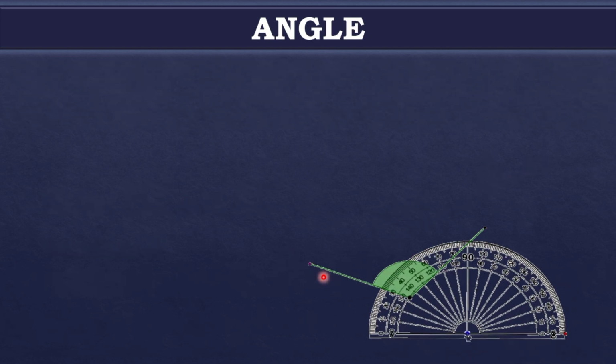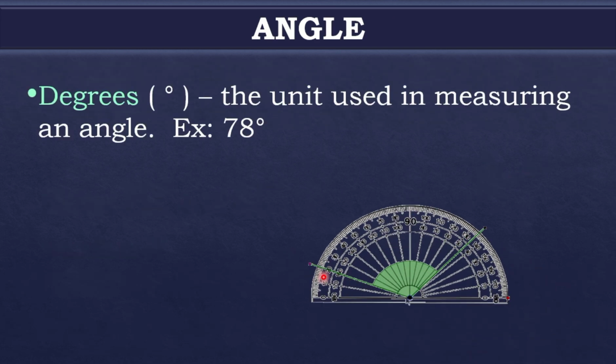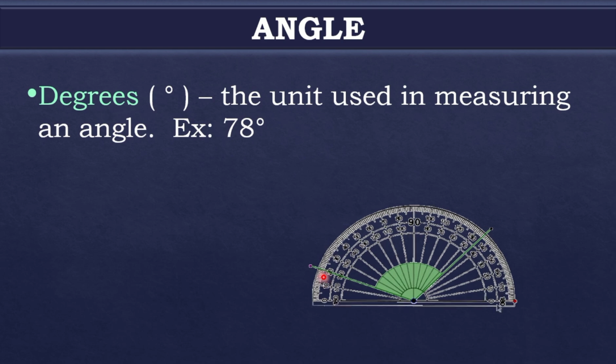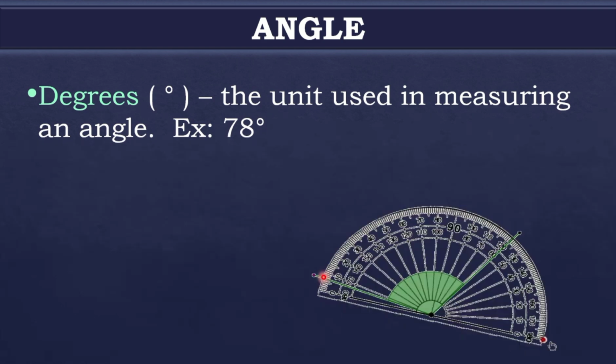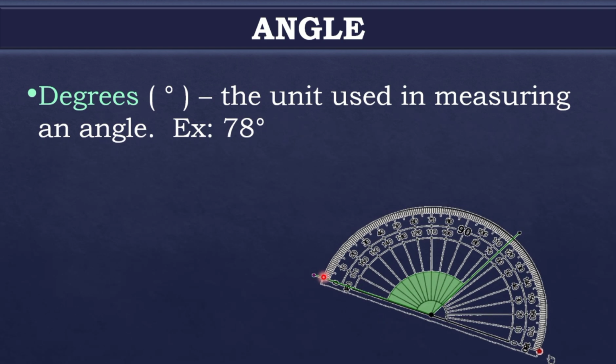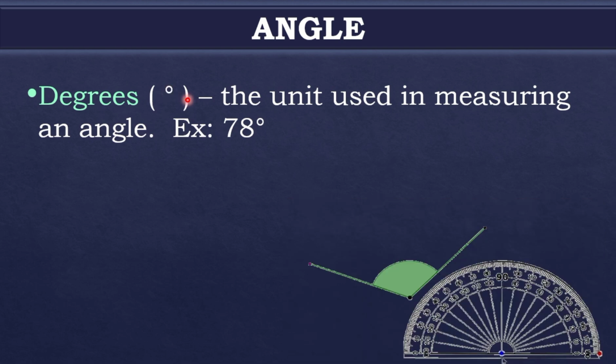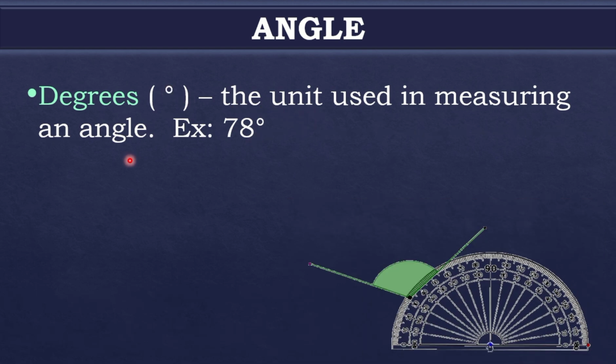Okay. So, an angle, meron tayong mga terms na dapat tandaan kapag pinag-uusapan ang angles. First is yung degrees. Ano ba itong degrees? So, ito po yung symbol niyan, yung maliit na bilog na nilalagay sa taas. Okay? So, this is the unit used in measuring an angle.